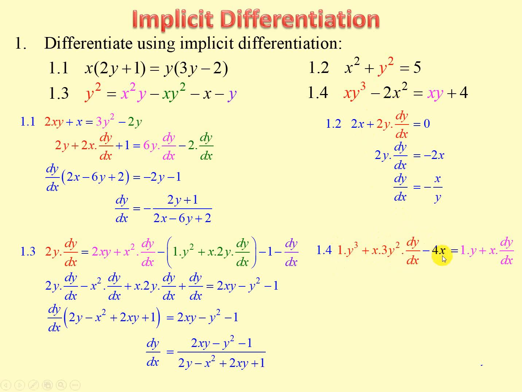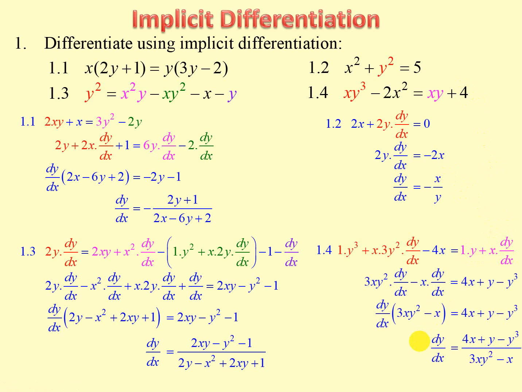Minus 4x, derivative of minus 2x squared. xy, we have to differentiate by product rule, derivative of x times y plus x times derivative of y. And the 4 is gone because derivative of a constant is 0. Collect the dy by dx's, take out the common factor dy by dx, and divide. Very interesting method.